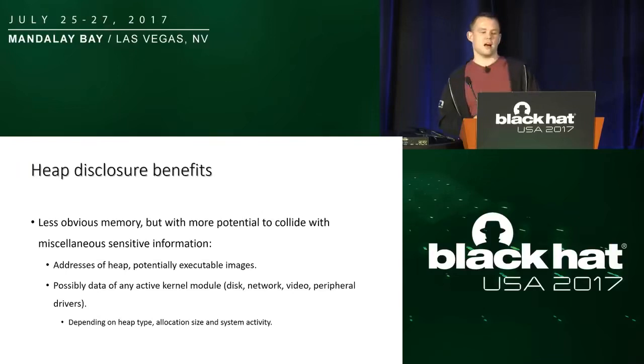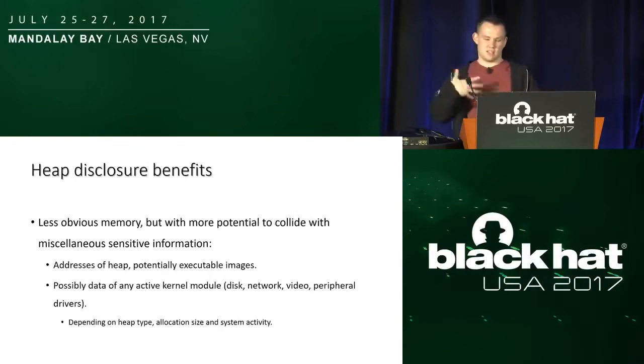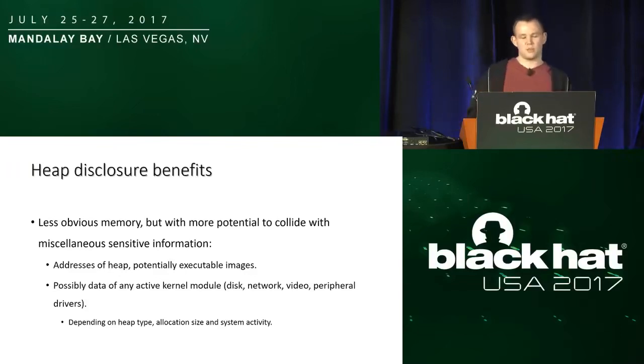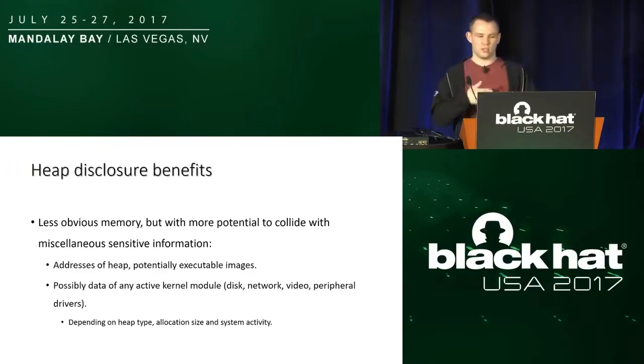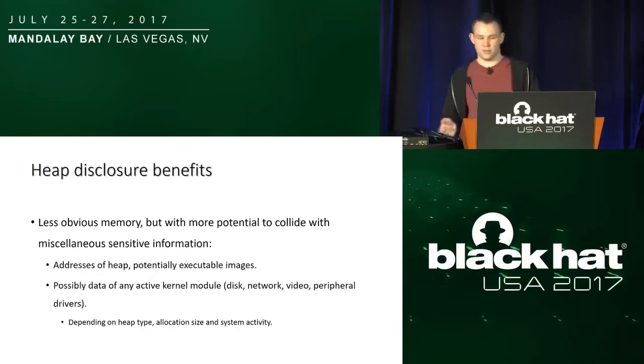On the other hand, when it comes to heap disclosure, we have less obvious memory, because it's not always just pointers to the stack and to executable images, but we have more potential to collide with something that is more sensitive. So of course, we have addresses again of the heap and potentially of executable images, but we can collide with virtually any allocations of active kernel modules related to the disk, networking, video, etc.